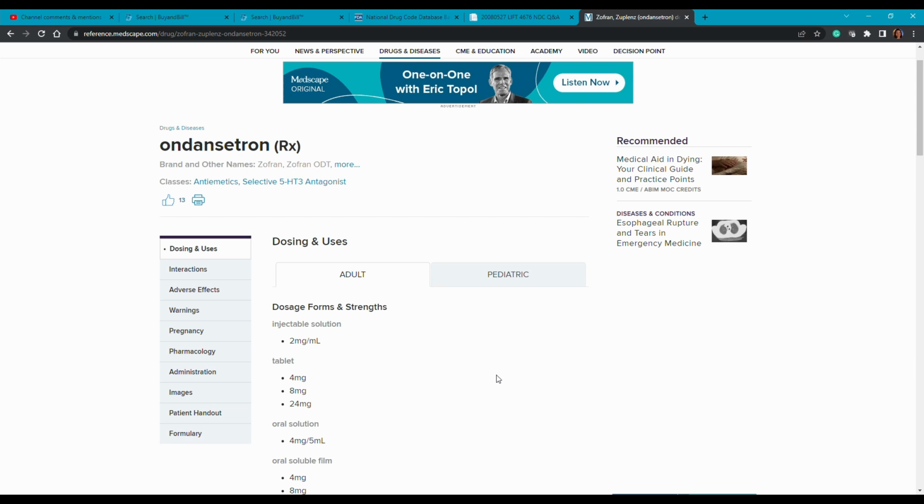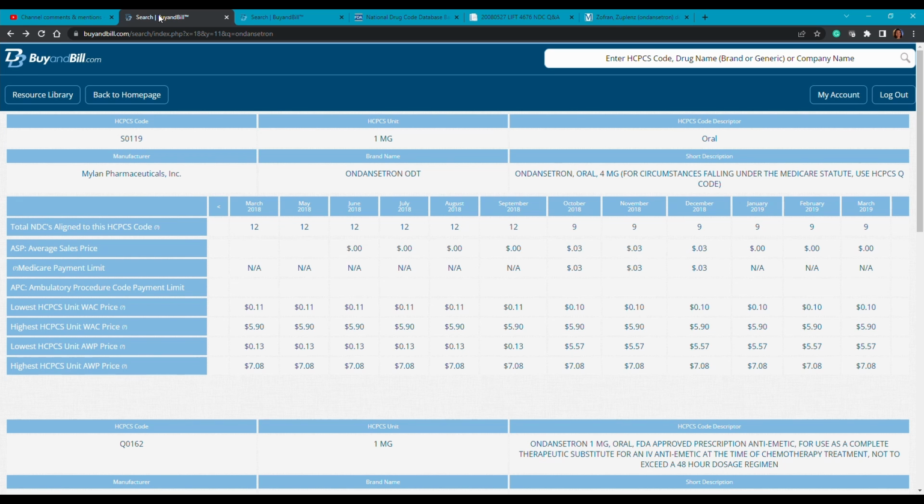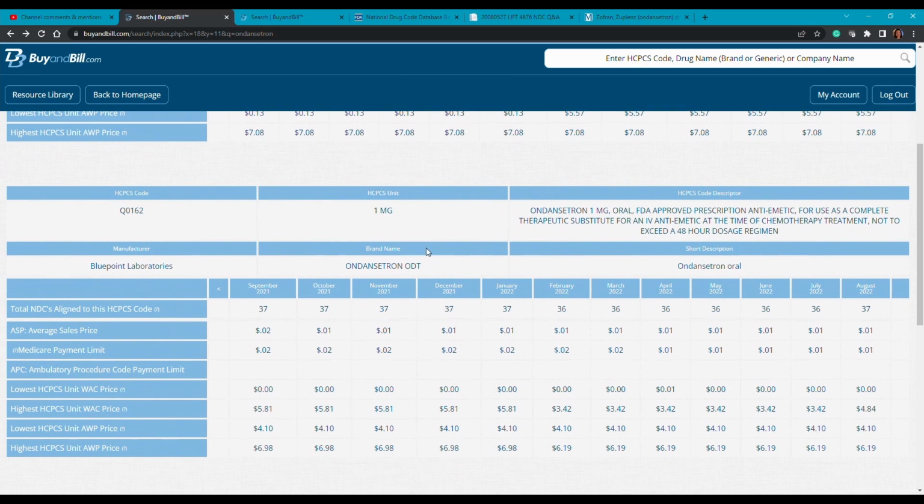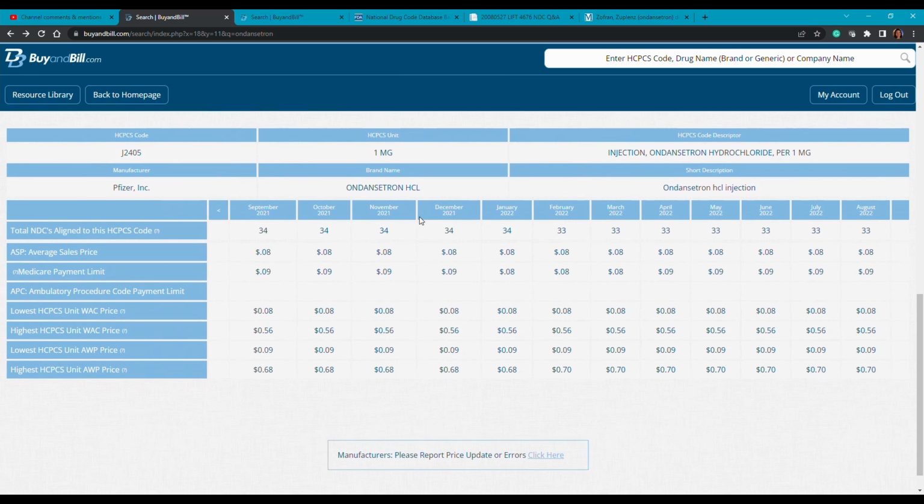So one of my favorite sites to go to is buyandbill.com. It's free to create an account, and I'm showing you ondansetron here. The nice thing about it is it will tell you the HCPCS code, it will tell you the descriptor, it will tell you the units. So right here, this is not what we want, right? Because this is the oral medication and I want to do the liquid injectable. So I'm going to go down here. It's still ODT. Here we go.